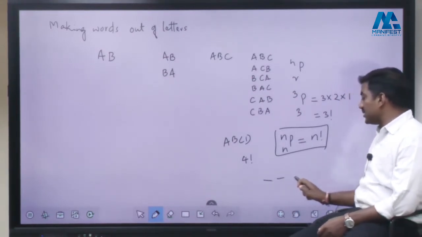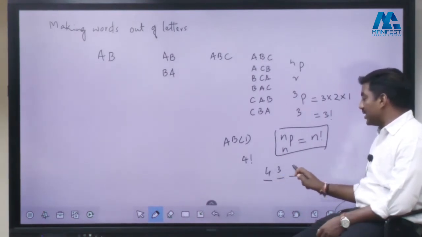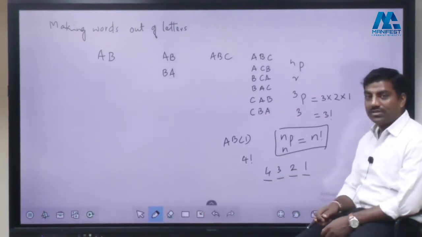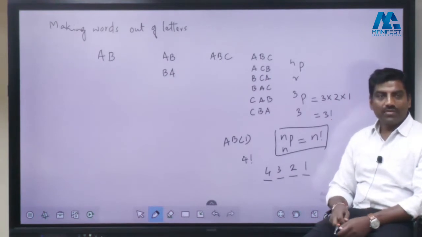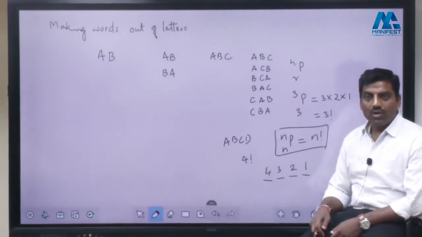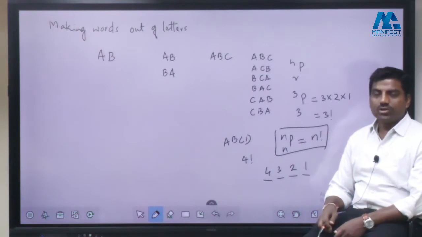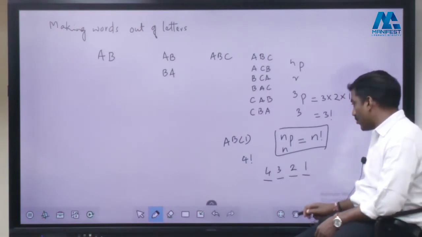Now you can arrange. Like there are 4 places. The first can be filled in 4 ways. The second can be filled in 3 ways. The third can be filled in 2 ways. And the fourth can be filled in 1 way. So that is nothing but this. So while we are making words, look at the number of letters. Those many factorial. But there will be a problem if there are repetitions.